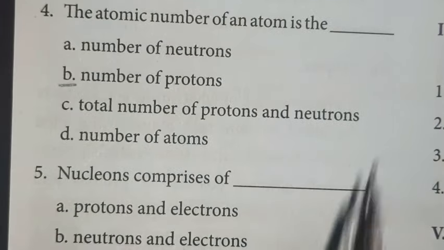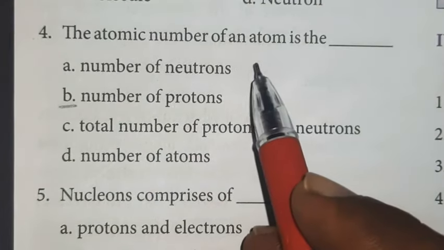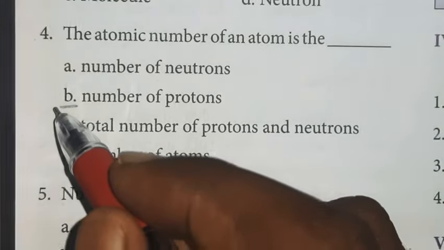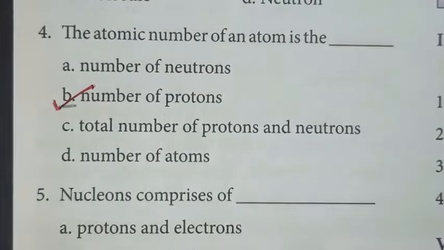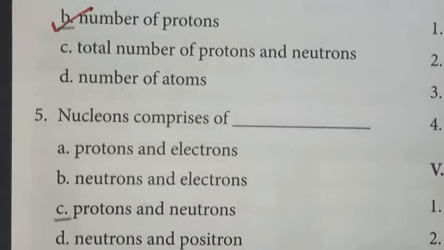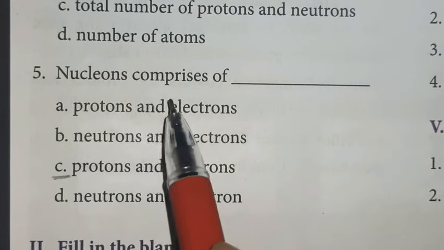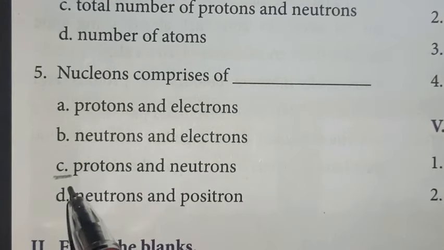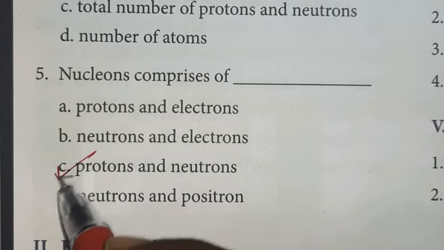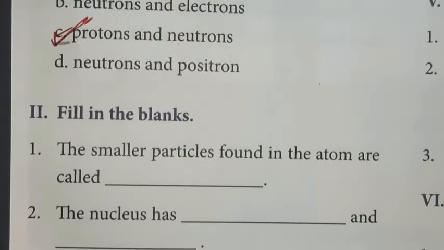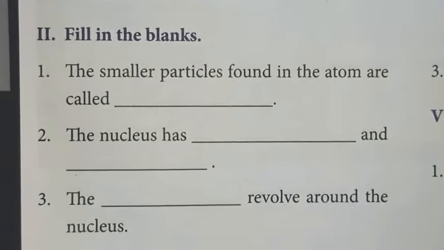Fourth one, the atomic number of an atom is the number of protons. Option B is the right answer. Fifth one, nucleons comprises of proton and neutrons. Option C is the right answer. Next part 2, fill in the blanks.